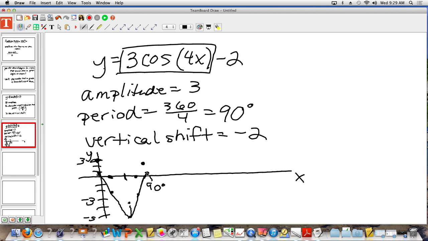Okay, and then of course, this is just one period. You could get multiple periods on a graph. In fact, these graphs go on infinitely far in theory.